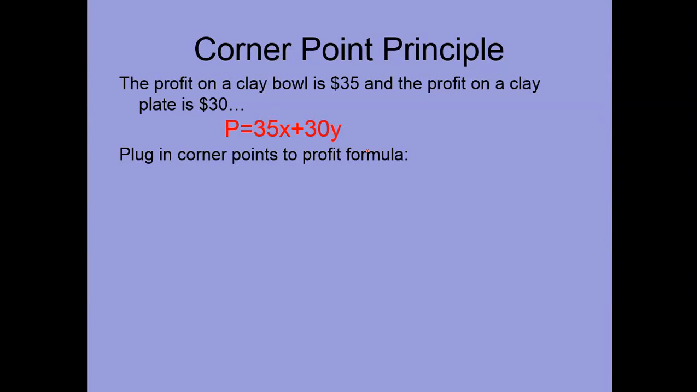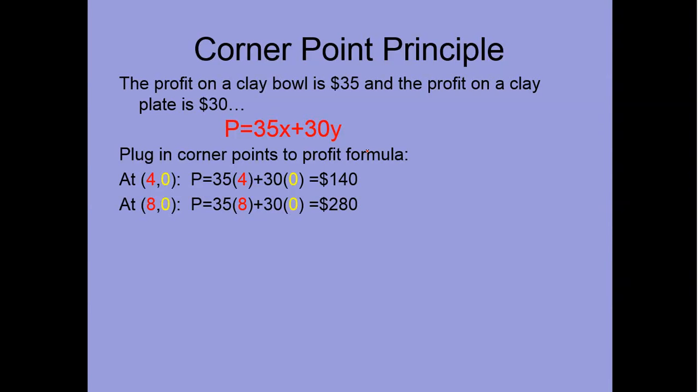So at 4, 0, that means he's going to make 4 clay bowls but 0 clay plates. He makes about $140. What about at 8 clay bowls and 4 clay plates? Well, he's going to make $280. A lot more money. He doubled his money by doubling the number of his plates. But what about that 4, 5 point? Well, if he makes 4 clay bowls and 5 clay plates, he makes $290. He's making an extra $10 off of that.